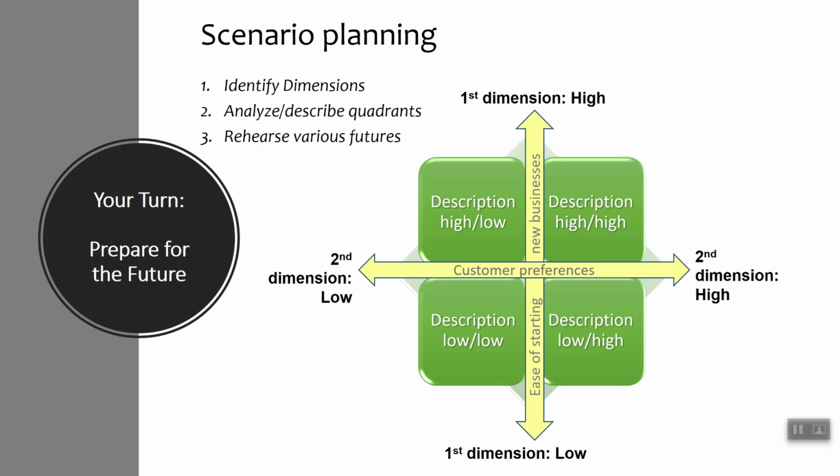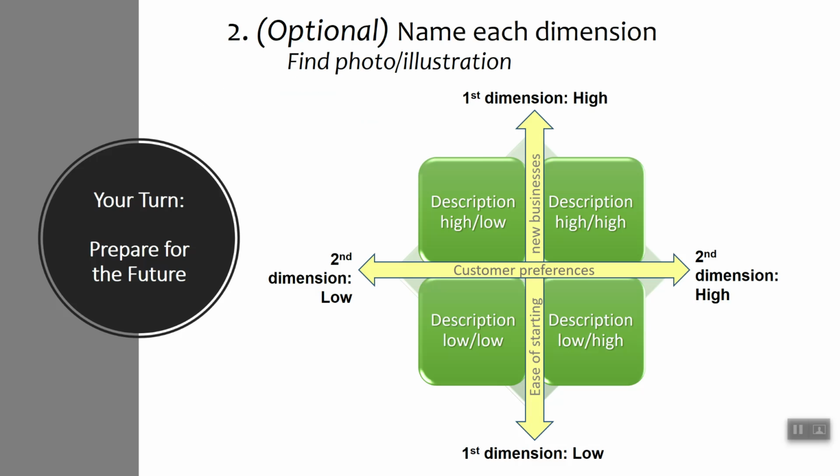Now it's your turn. Take a decision that you need to make in your business, nonprofit, or project. First, identify the two most important and uncertain dimensions. Then analyze each quadrant and put a short description in the quadrant. Finally, write down the actions that you would take as you saw in the previous situations unfolding. For fun, name each dimension and find a photo or illustration that characterizes what happens with the confluence of these two dimensions.